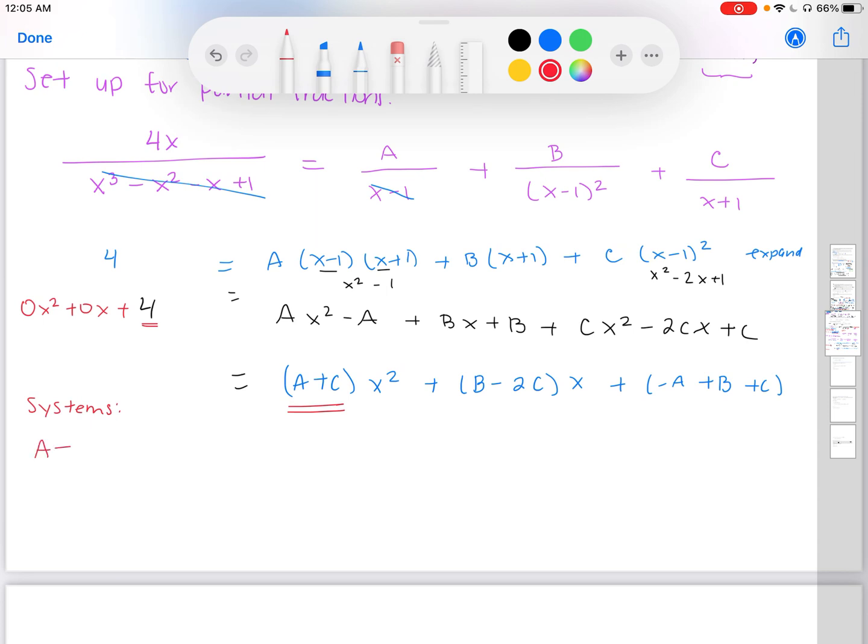So we have a plus c equals 0. We don't have an x, so we have to set that equal to 0. We have b minus 2c equals 0. But we do have a constant, so we have negative a plus b plus c equals 0.